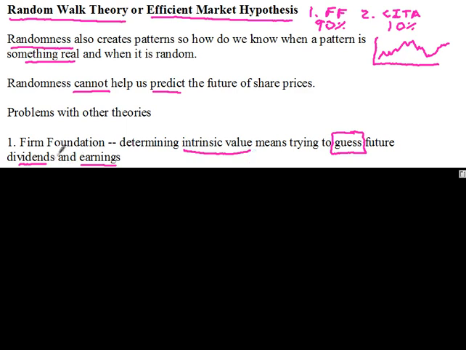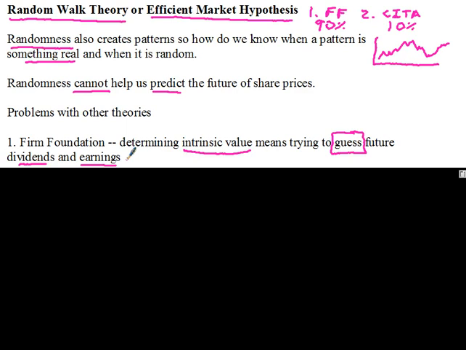But of course, according to the random walk theory, the future dividends and earnings of a company are themselves random. Okay? We don't know what dividends and earnings are going to be. We could do all the fancy mathematics and all the fancy analysis that we want, and at the end of the day, what we're trying to do is guess what dividends and earnings are going to do in the future. Well, those could be affected by all kinds of different things that we could never predict.